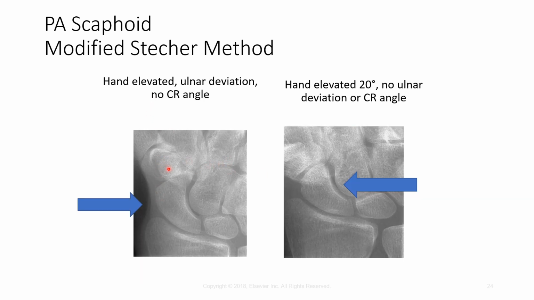So this one is the hand elevated with ulnar deviation, but again, no central ray angle. This is 4.104 on page 155. And this is with the hand elevated on the sponge, but no ulnar deviation or central ray angle. So you can see this one just kind of makes it look a little bit better. It's completely not superimposed. You can go all the way around this. This one is okay. It's not as good as this one, but if the patient cannot ulnar deviate, that's perfectly acceptable, and that often is the case when there is a wrist injury.